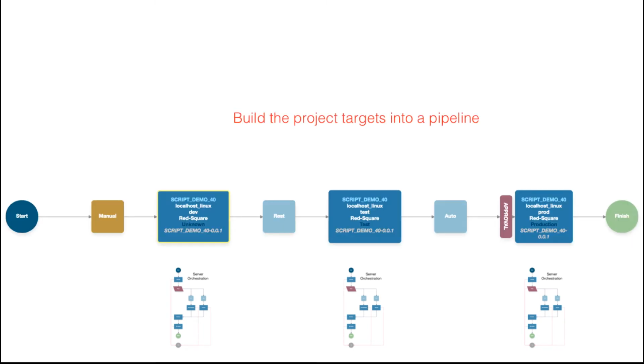Okay, so in RapidDeploy we use the pipeline designer and we create a pipeline, and a pipeline is just a list of targets that we want to run in the order we want to run them with pipeline steps in between.